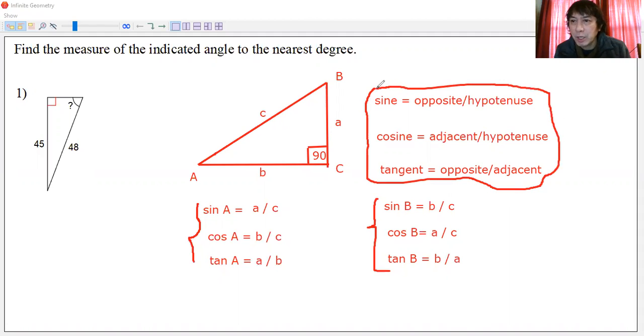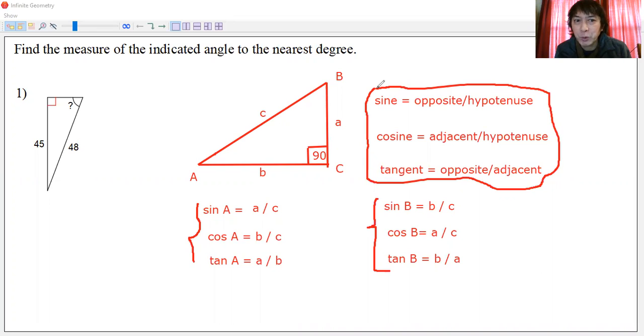Sine is opposite side over hypotenuse. Cosine is adjacent side to the hypotenuse. And tangent is opposite side over adjacent. Okay? And then you only need to figure out which angle you are considering. So memorize this concept and memorize the drawing, but you don't have to memorize the letters.